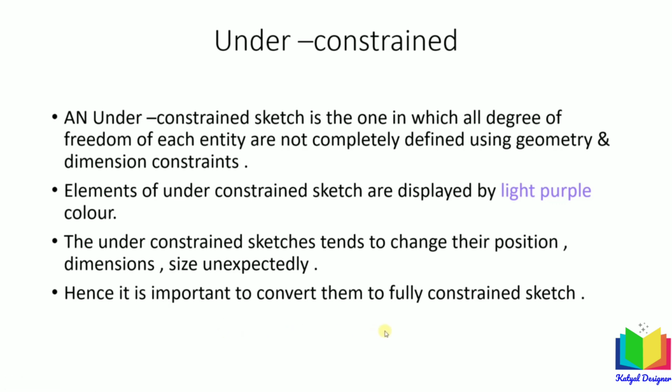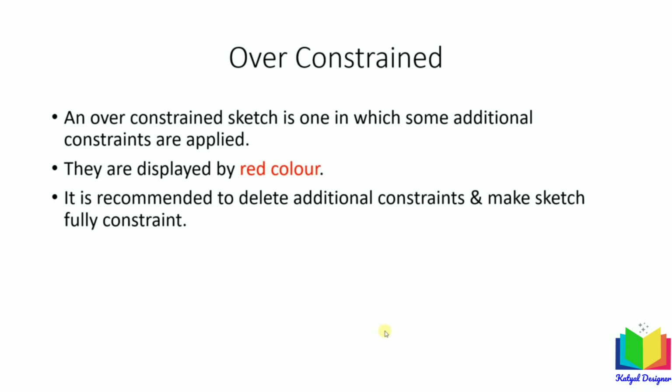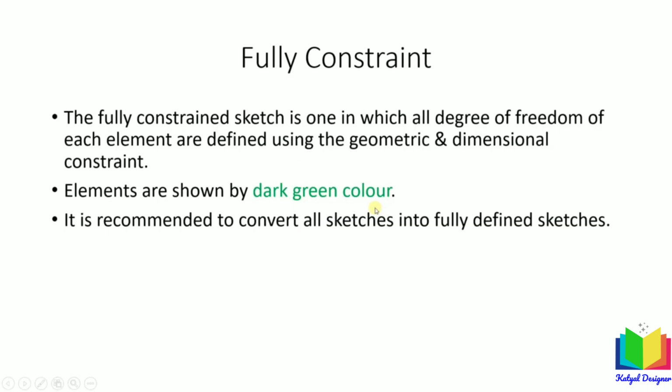In the similar way, we have over constraint. In over constraint, we have additional constraints. So these are displayed by red color, and the perfect sketch is called fully constrained. So in these types of sketches, all the degrees of freedom of each element are equal to the constraints. These are shown by dark green color. Now let's go to NX and understand this in more depth.